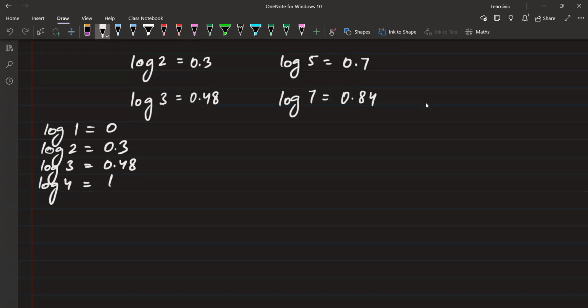प्राइम फैक्टराइजेशन कीजिए. How can we write 4? Prime factorization. बोलो भाई. It's log 2 into 2 करना होगा ना. This is 4. And log 2 into 2 can be written as log 2 plus log 2. ठीक है. I hope you can write the values.